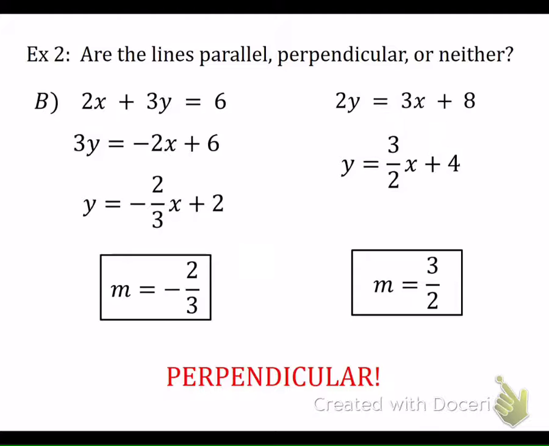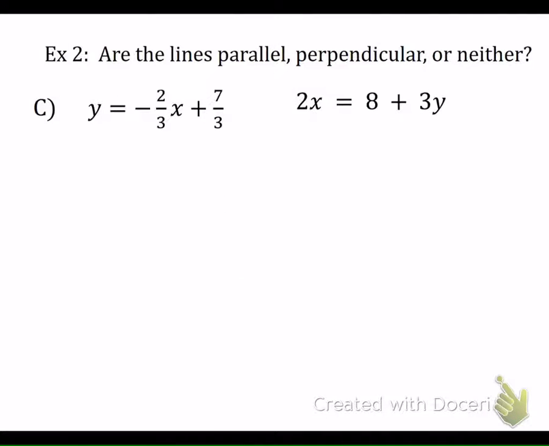Questions? All right, here's C. What should I do with that first line? Nothing. It's already in y equals form, right? So what's my slope? Negative 2/3.